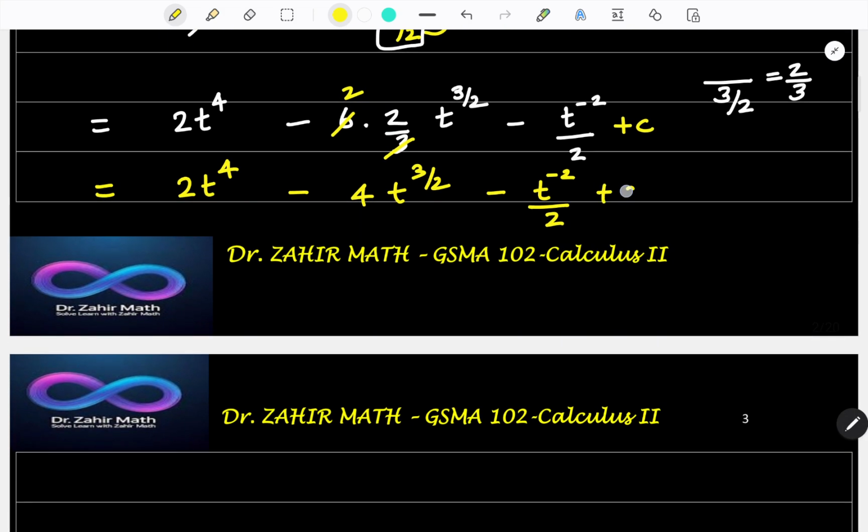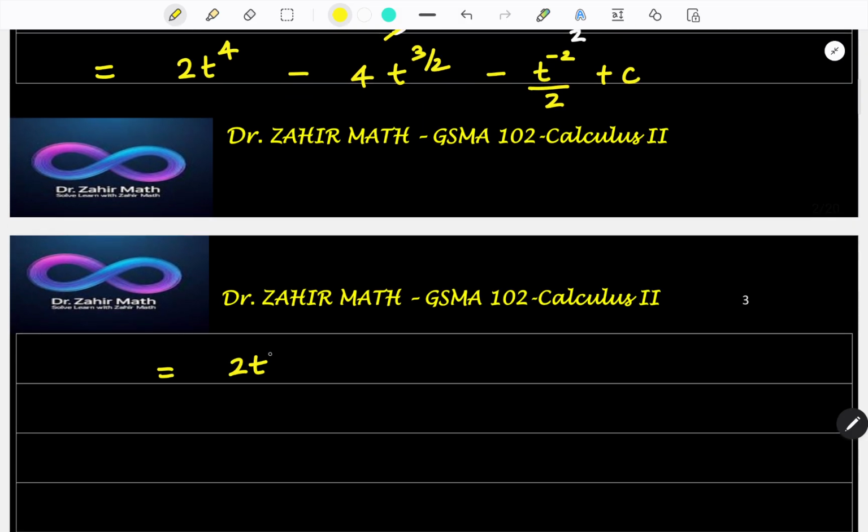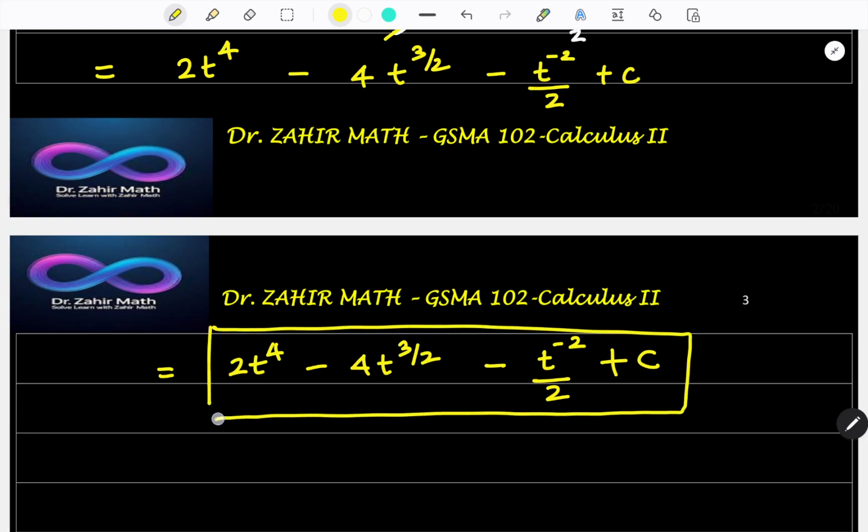No need to write it in each and every step. You can write it in the final answer. So this equals 2t to the power of 4 minus 4 times 2t to the power of 3 by 2 and then minus t to the power of minus 2 divided by 2 plus integrating constant. If you want, you can take this as 1 by t square also. This t to the power of minus 2, you can take it as 1 by 2t square also, or not compulsory, you can take it.